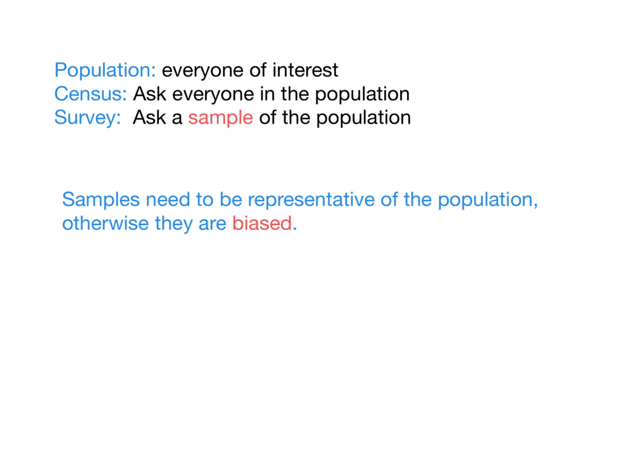So because I'm interested in Year 9 students at Lyneham, everyone in Year 9 at Lyneham comprises the population. If I ask everyone in Year 9 at Lyneham, I have conducted a census. I've asked everyone of interest. Now, it might be a bit impractical because it would take a long time to ask everybody in Year 9. So instead of asking everyone, I might just ask some of the people in Year 9. When you ask just some of them, which is a sample of the population, you've conducted a survey.